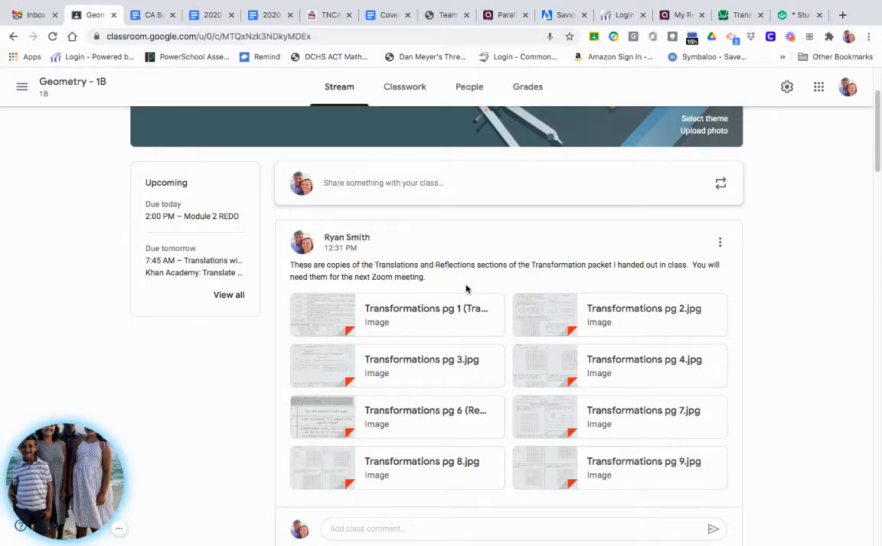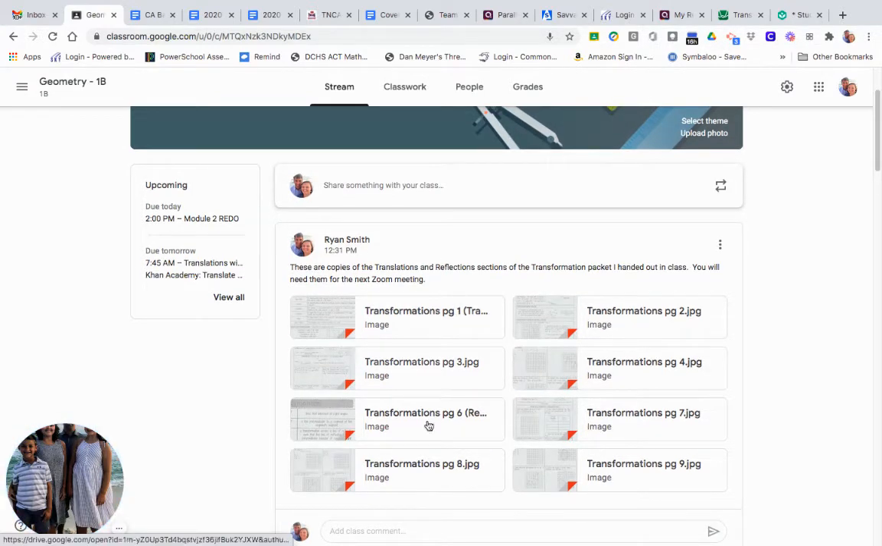Okay, quick introduction to reflections. If you go to your Google Classroom right here, you should see there's 9 pages that are scanned in. These are the translation pages and the reflection pages of the stapled packet that I gave the people in class last week. So if you have that stapled packet, that's all these.